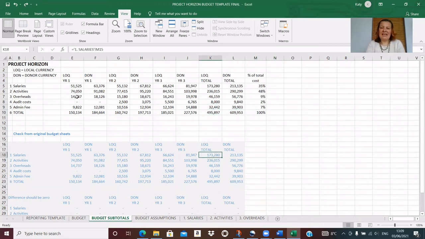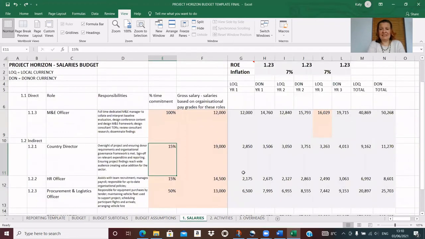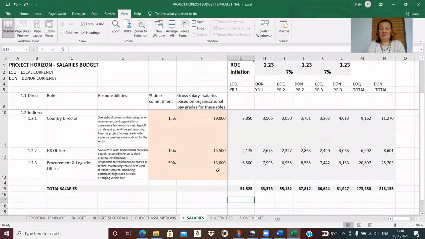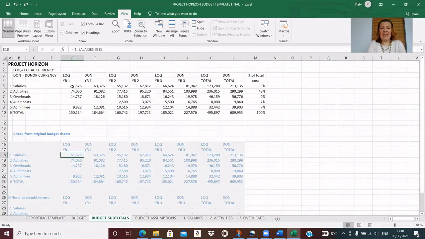Now, what I've done here is I've also brought in the totals, but I've brought them in this time from the supporting worksheet. So this time, this number 51525 has come in from the salaries sheet G15. Let's have a quick look at that. G15, 51525. And remember that here it was coming in from the budget sheet.